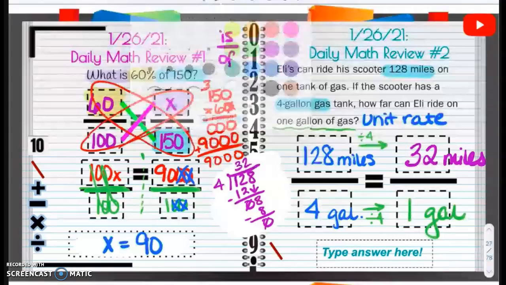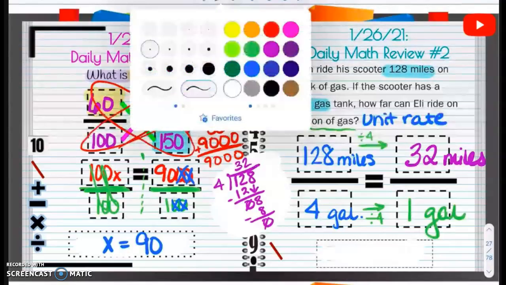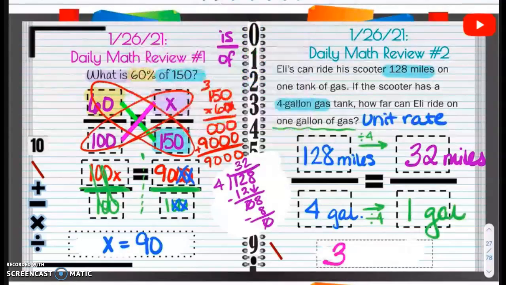So answer down here, 32 miles. That's it. 32 miles. That's for 1 gallon of gas. So 32 miles. And that's going to be it for the DMR.